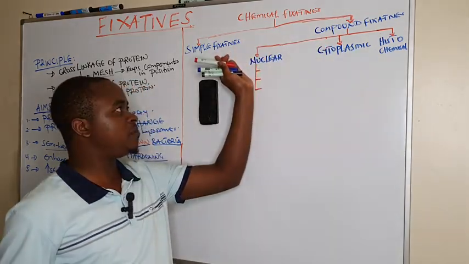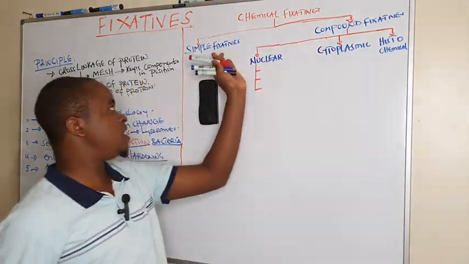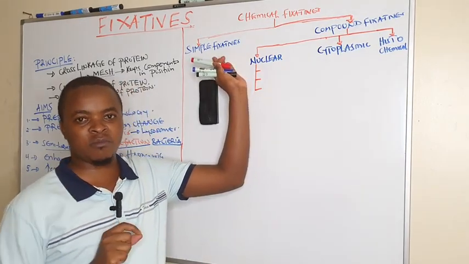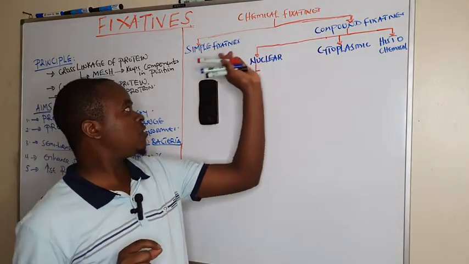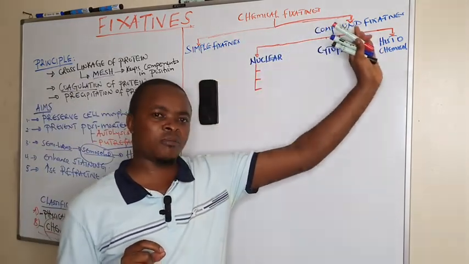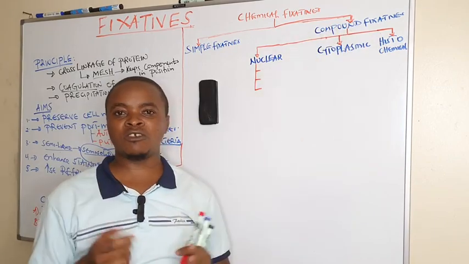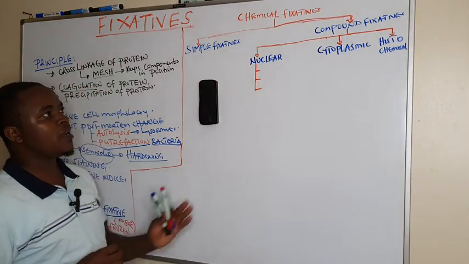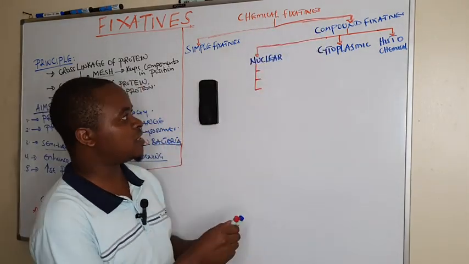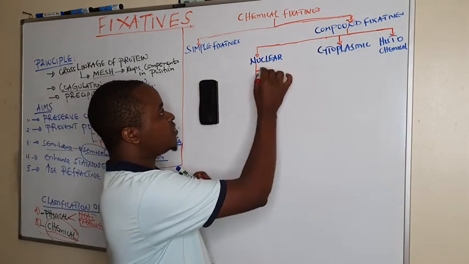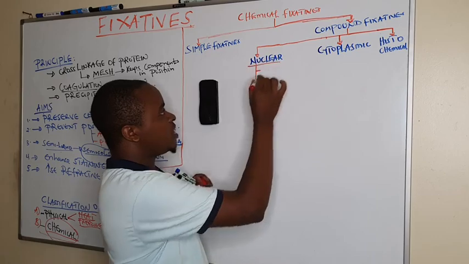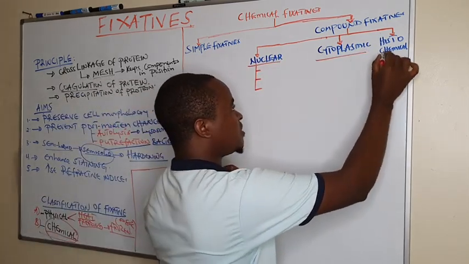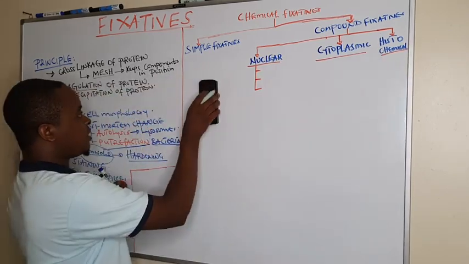We have simple and compound. What do we mean by simple? This one is made up of only one chemical compound, whereas compound fixatives are composed of two or more simple fixatives. Under compound fixatives, we categorize them further into three: nuclear fixatives, cytoplasmic fixatives, and histochemical fixatives.